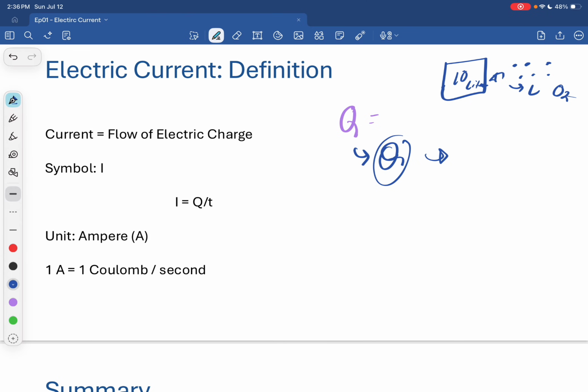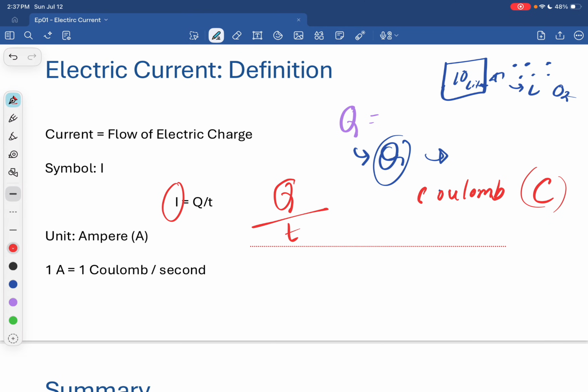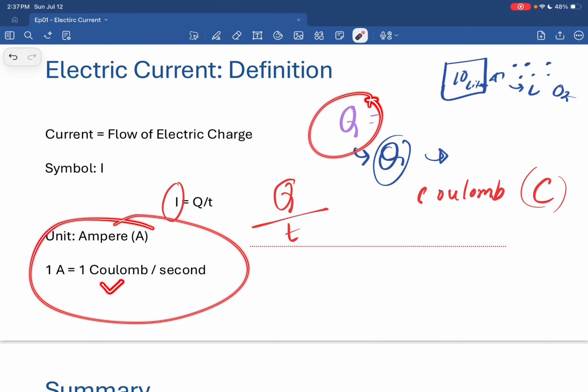Okay, and the unit of Q is, let's try a different color, coulomb, represented by capital letter C. Now I, which is electric current, is represented as the amount of charge flowing over time. In 1 amp, there is 1 coulomb of charge per second.